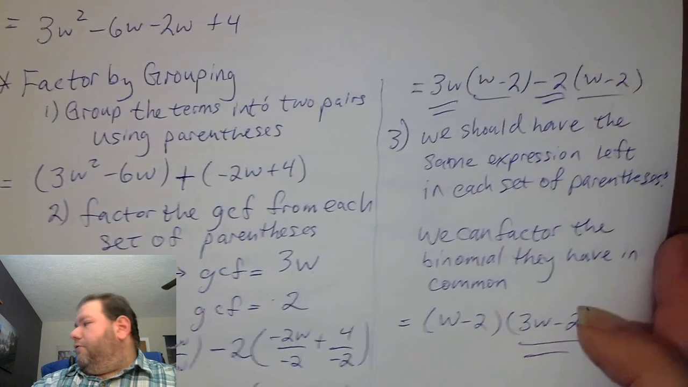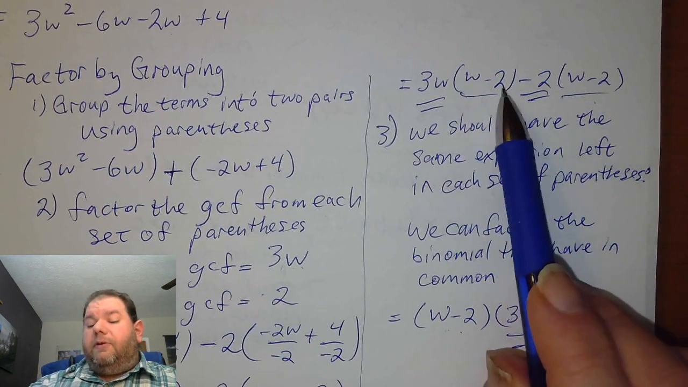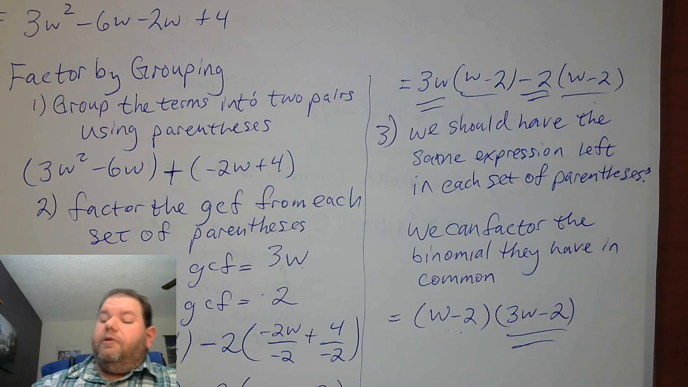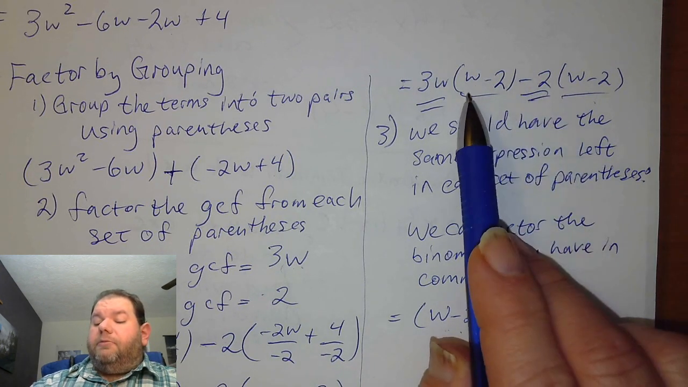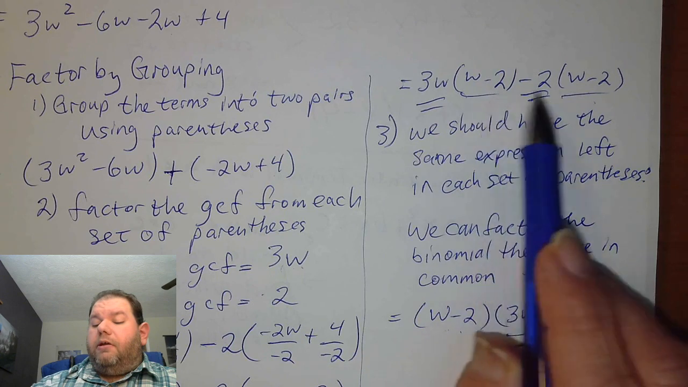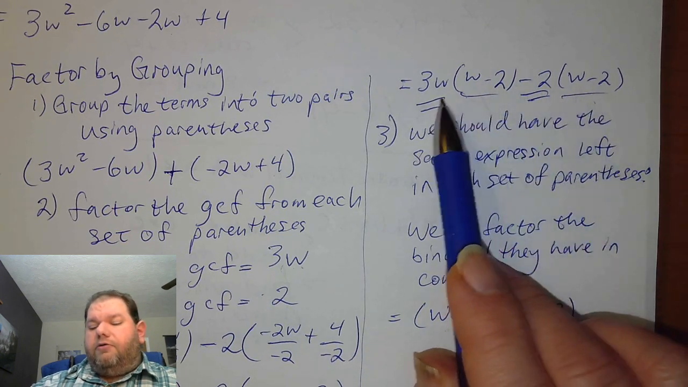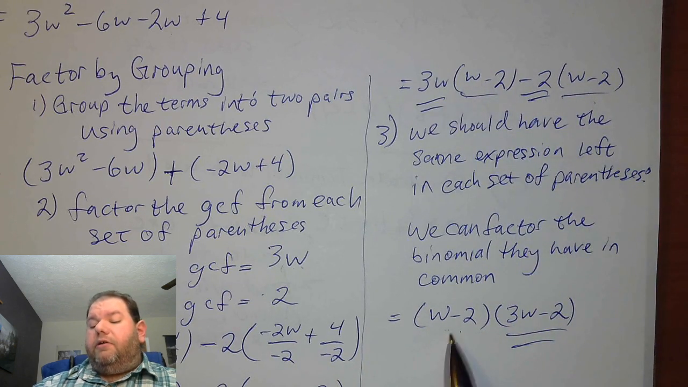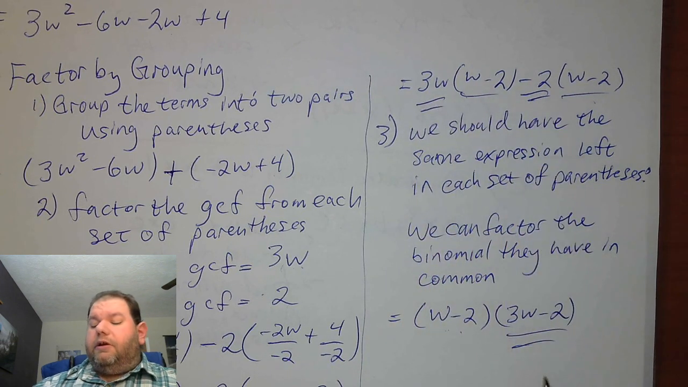Now, I rewrote it over here, and we said from this point, we should have the same expression left over in both sets of parentheses, which we do. And then we can factor this common binomial, w minus 2, because both parts of this expression have w minus 2 now. Our groups have to refactor them. So that w minus 2 gets factored out here, and then whatever is left over, 3w and minus 2, get put together, and that's our other factor.